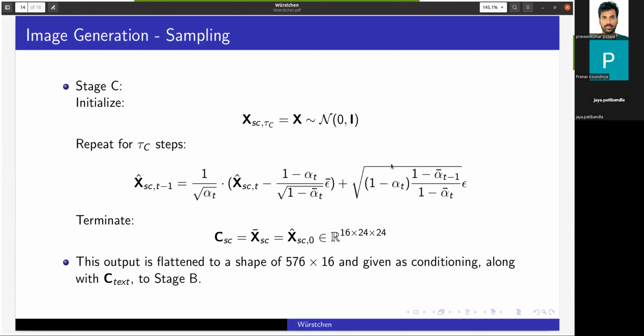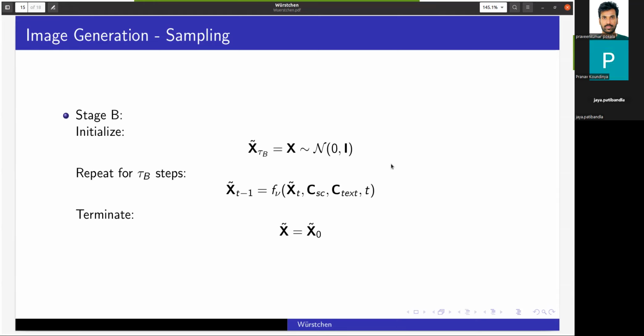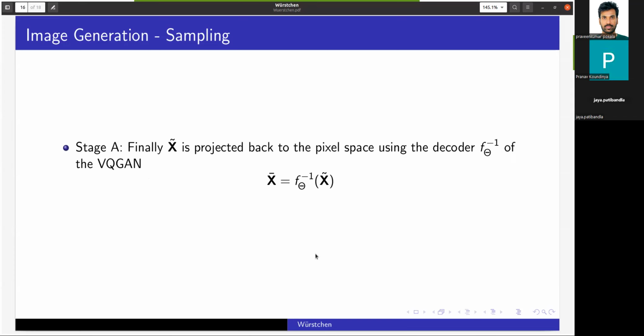So we started off with random noise and then came to the latent space embeddings of the same size, which is now used to guide the conditioning part of stage B. And again, stage B uses these conditionings and starts off with a random Gaussian noise and then again performs the reverse process for about tau B steps. And finally, we shall have a latent space representation of size 4 cross 256 cross 256, which is given by x tilde. And finally, this latent representation is decoded back to the image space of size 1024 cross 1024 cross 3 by using the decoder part of the VQGAN.